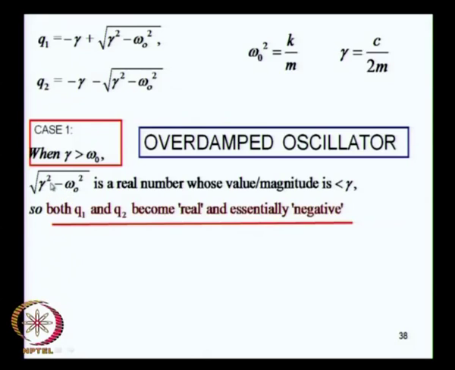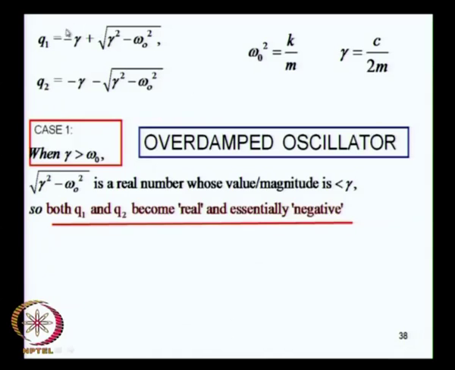depending on the proportions of gamma square and omega 0 square, the factor under the square root sign can be either 0 or positive or negative. So, in this case the square root will be a real number whose magnitude must be less than gamma, because it is the square root of gamma square from which a certain positive quantity is diminished. Omega 0 square will have to be positive, omega 0 also is positive of course. So, from gamma square the omega 0 square is diminished, and therefore this real number must have a value which is less than gamma.